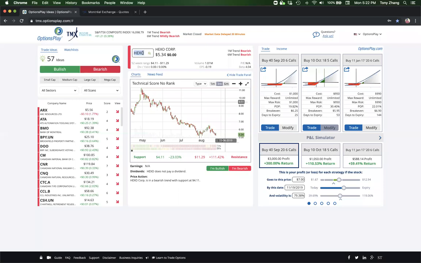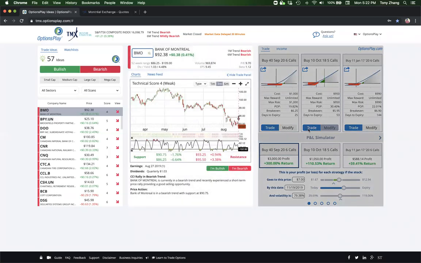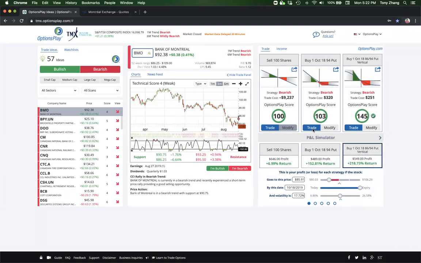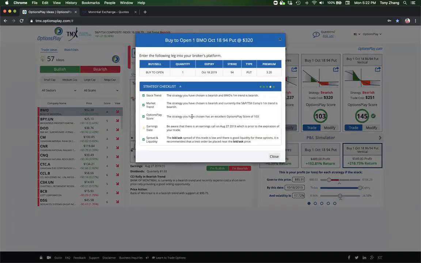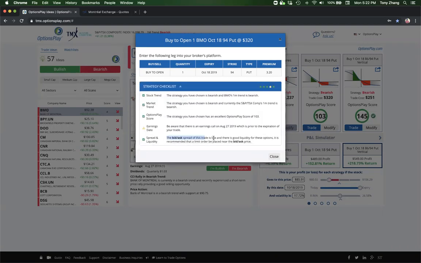So let's take a look at something a little bit more liquid, maybe like Bank of Montreal trading at $92. So instead of looking at open interest and volume, which really has no gauge of liquidity, we look at the size of the bid-ask spread. We analyze liquidity through the spread, not open interest and volume, because open interest and volume is really not a good gauge for liquidity at all.